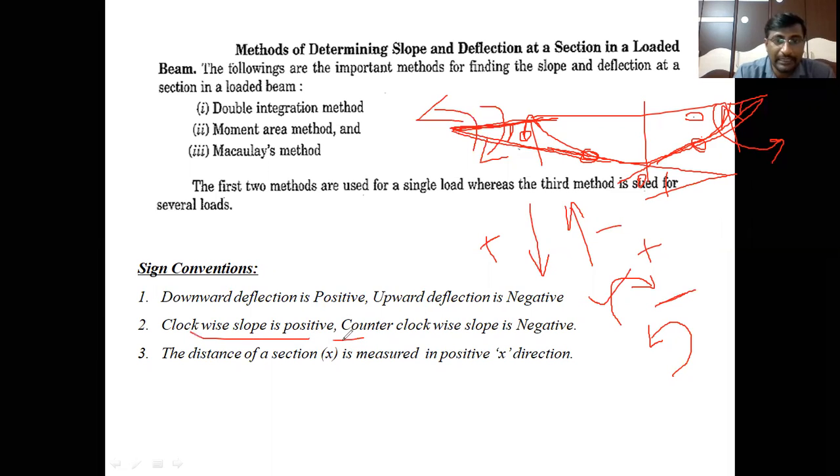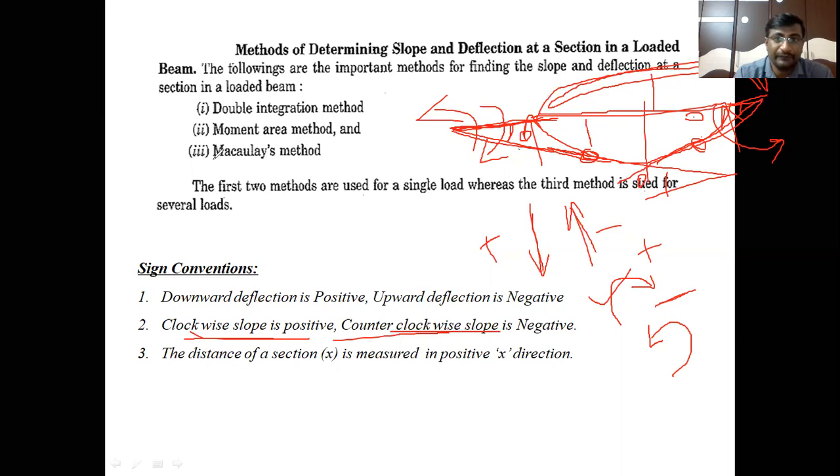Clockwise slope and anti-clockwise slope: clockwise slope is positive, anti-clockwise slope is negative. Downward deflection is positive, upward deflection is negative. Beam always bends downwards. Beam is always deflected downwards upon applying the loads. That's why the downward deflection is positive. If in any case the beam bends upwards, that means the beam bends like this. It is called the hogging bending moment. Hogging bending moment is negative, and upward deflection is also negative.